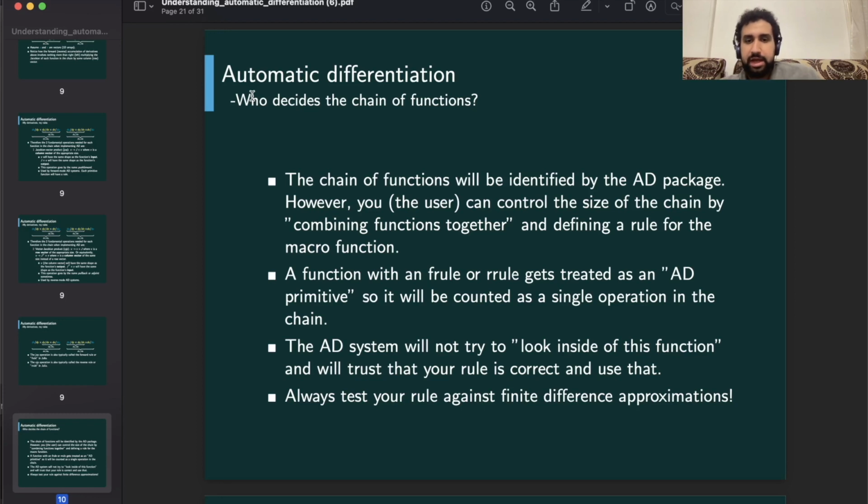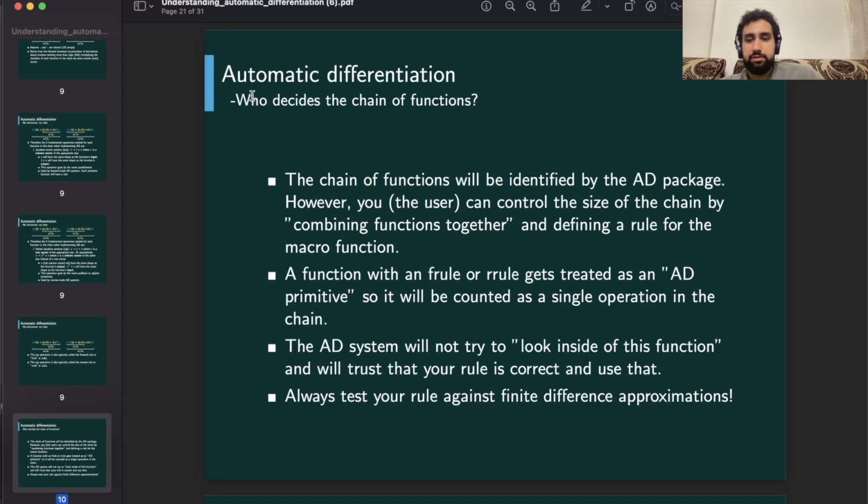That said, the AD system is just going to trust the rule that you define, and so this rule better be correct. It's actually really easy to make mistakes when you're defining your own rules and trying to derive your own vector Jacobian product or Jacobian vector product for some really complicated function. And so it's always necessary to test this rule against finite difference, right?